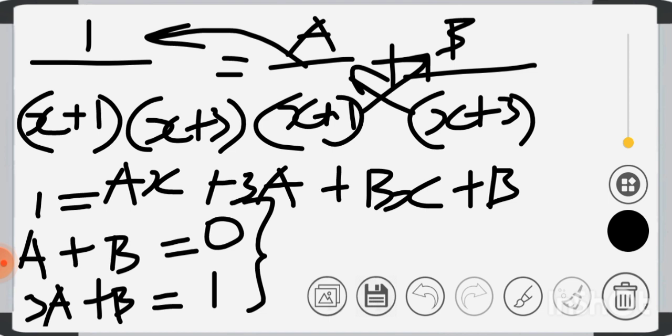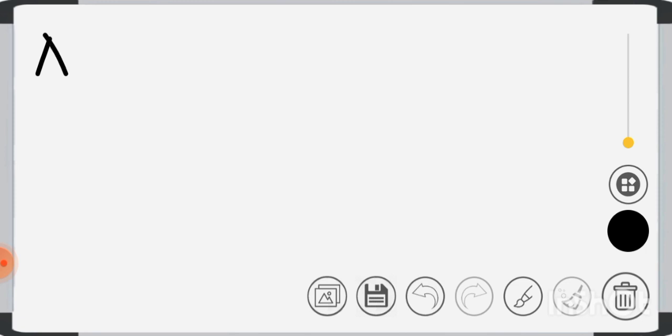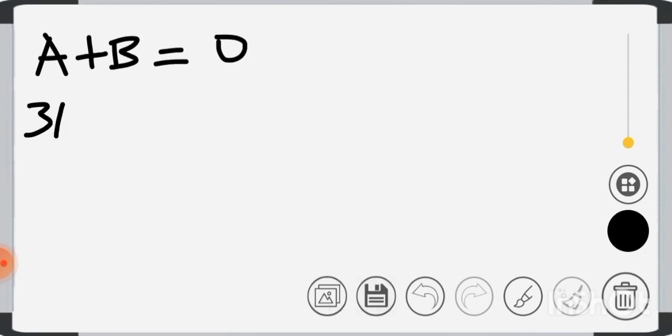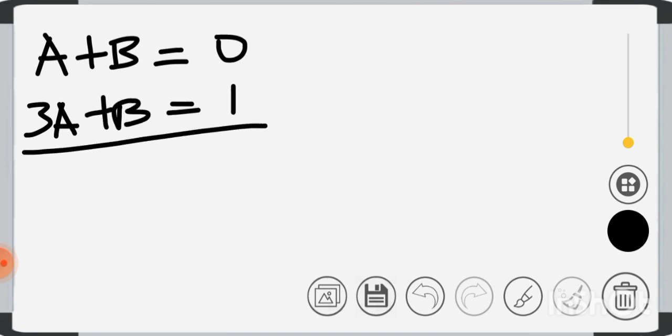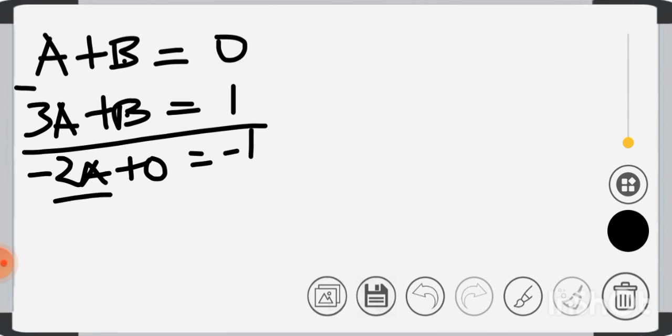Let me just solve it simultaneously. We have a plus b is equal to 0, 3a plus b is equal to 1. So we subtract: a minus 3a is minus 2a, b minus b is 0, and 0 minus 1 is minus 1. So divide both sides by minus 2.